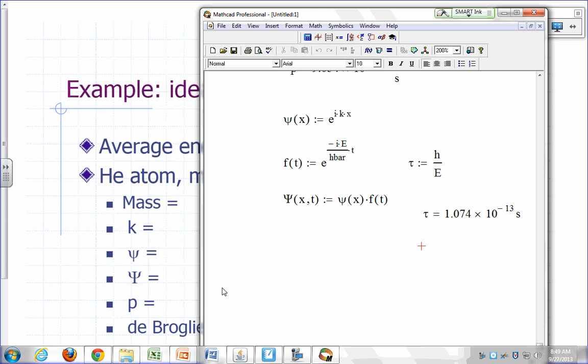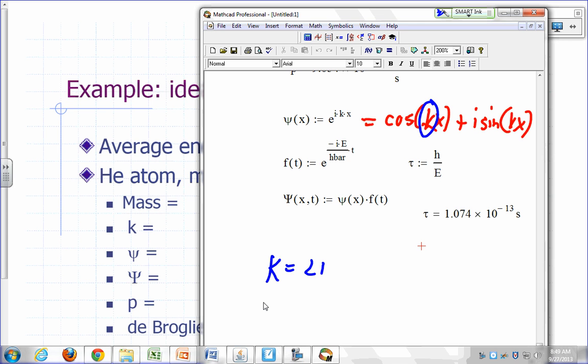Okay? Now, this is going to be cosine kx plus i sine kx, right? That's what e to the ix is. So what would be the wavelength of this? The de Broglie wavelength would be equal to what? You can see that k is equal to 2 pi over lambda. So instead of writing kx, you say 2 pi x over lambda. That's the best way to be able to sketch the function right away.